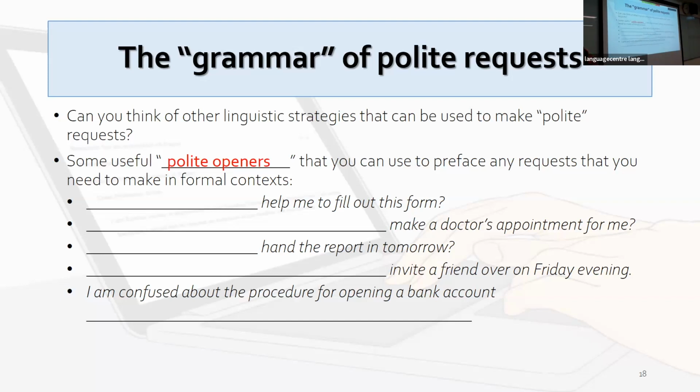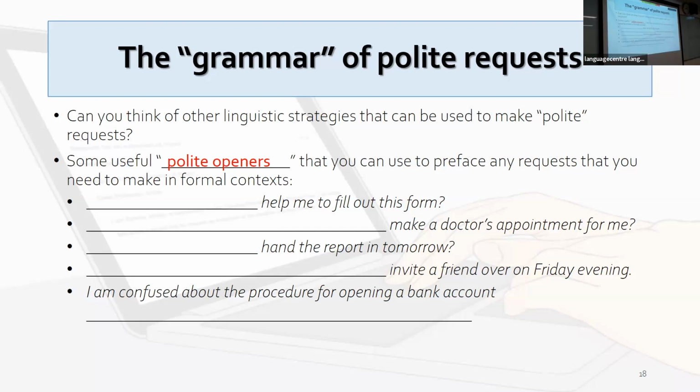I hope after the workshop, you can remember the term, there is a concept of politeness openers, because these are very, very useful sentence structures that you can use to make your request, like to your professor, right? I'm going to show you one by one. Of course, you can say, I wonder if you could help me to fill out this form, or simply say, could you help me to fill out this form?